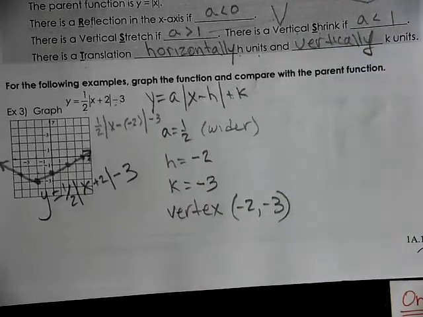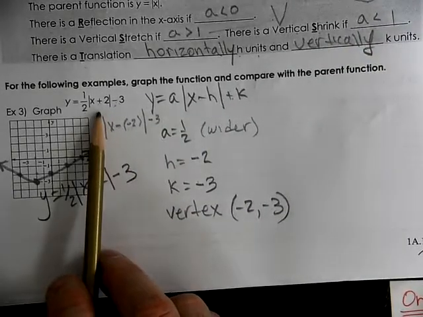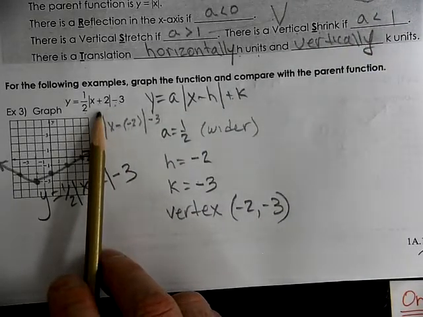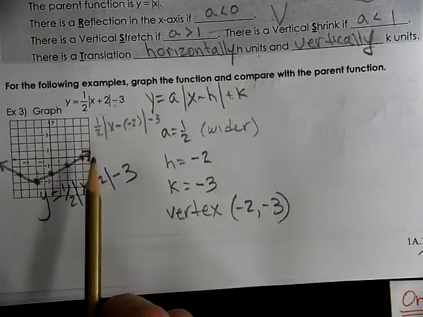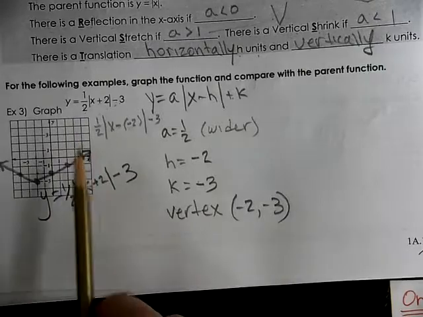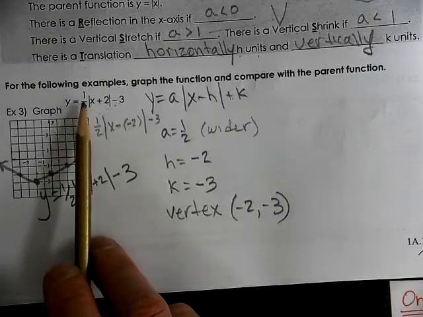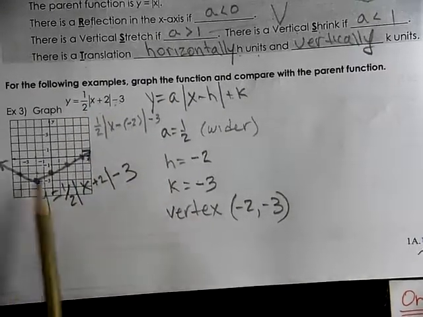That is how we graphed our absolute value function. This is as tough as it gets. The only thing that we could add to this, I guess, to make it trickier is if the a value was negative and it would open downwards.